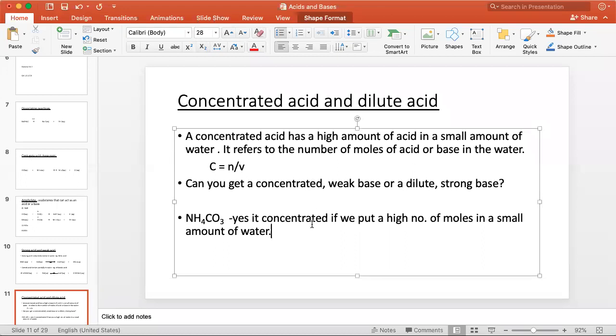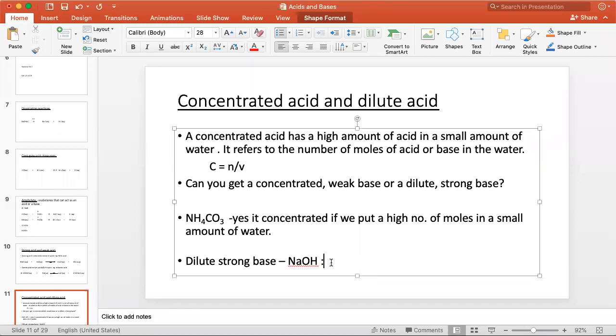And we can also get a dilute strong base. For example, the most popular strong base that we know is the one you use in soap, NaOH. We can have a dilute strong base. You have a little bit of soap in a high amount of water, right? Let's just put this properly.